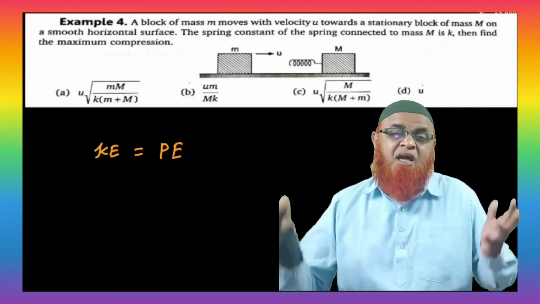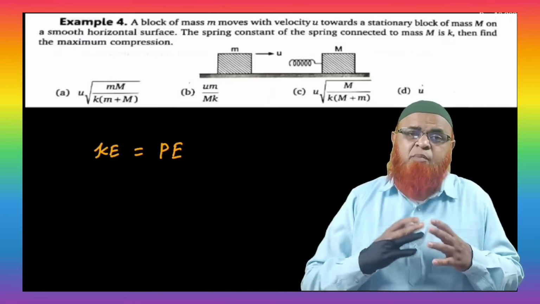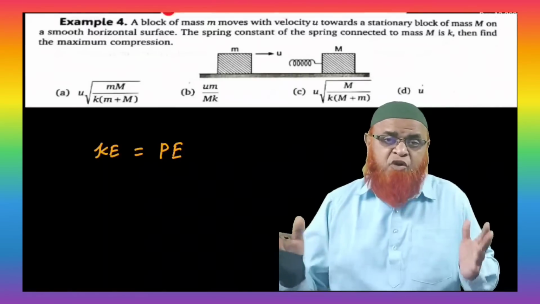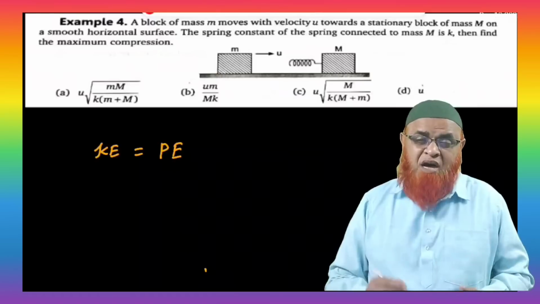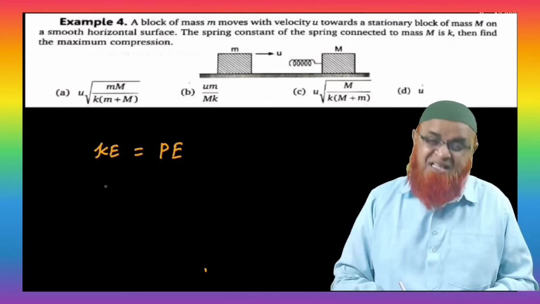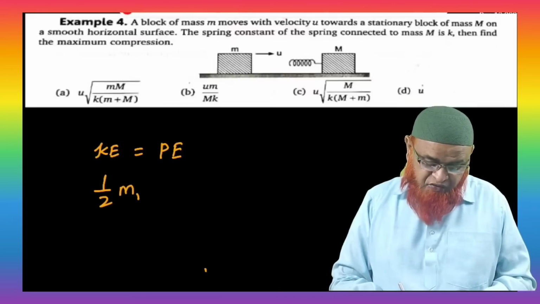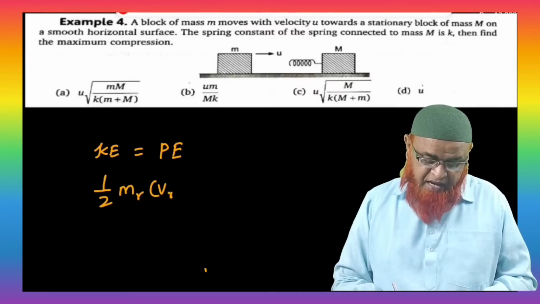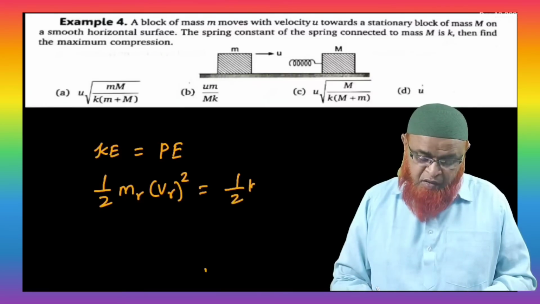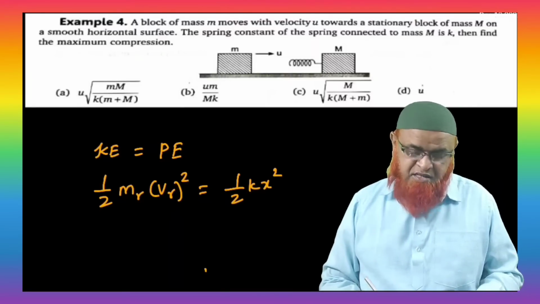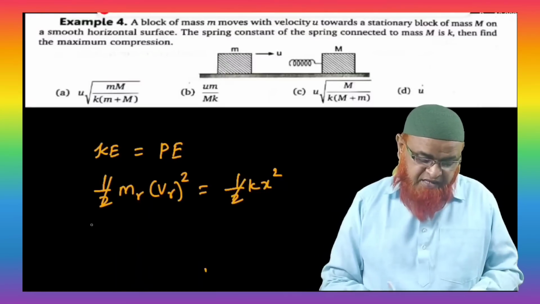By using this concept, we can say that energy can neither be created nor be destroyed, but can be converted from one form to another form here. That's it. That's a very simple concept here. But as it is a combined mass, we can take reduced mass. What do you mean by reduced mass? Let us discuss here. So half m reduced mass and v relative whole square, which is nothing but potential energy of a spring, which is going to be half kx square. That's it. Okay. So half gets cancelled here.